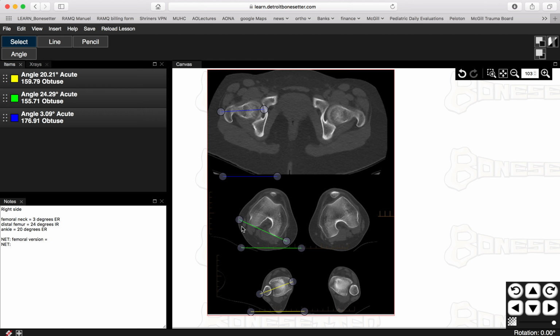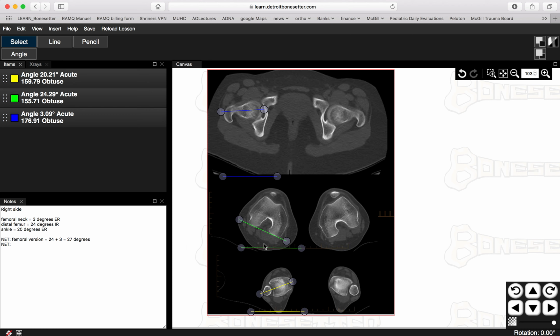So I'd have to externally rotate this 24 degrees to make the femoral condyle flat. As I externally rotate this 24 degrees, this will increase its external rotation. It's already at 3 degrees externally rotated, so it's going to increase its external rotation. So this would be 24 plus 3, or 27 degrees.